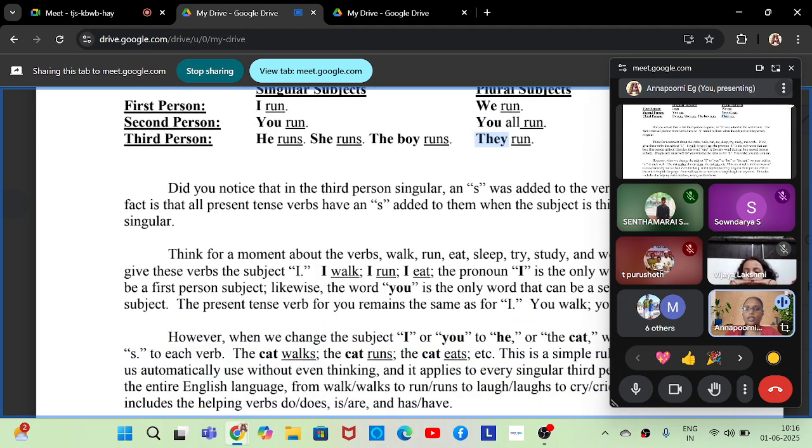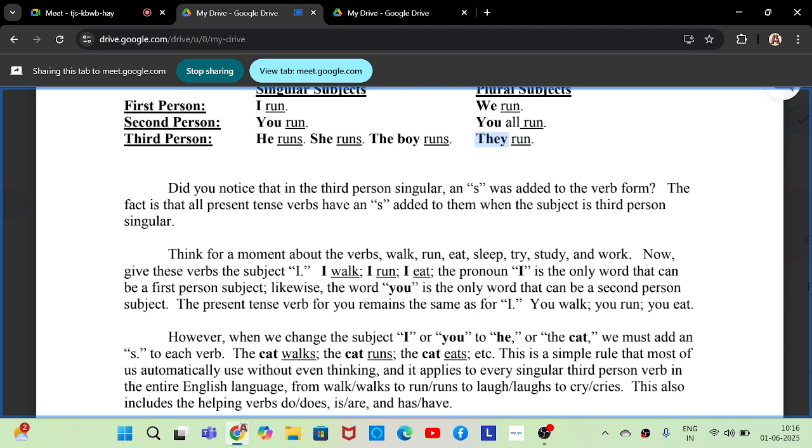Okay, so here there is a question. Did you all notice that in the third person singular, an S was added to the verb? And the fact is that all present tense verbs have an S added to them when the subject is third person singular. The end of the verb, whatever the verb may be.